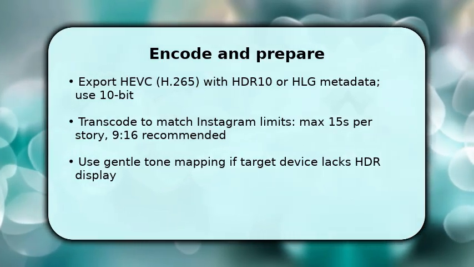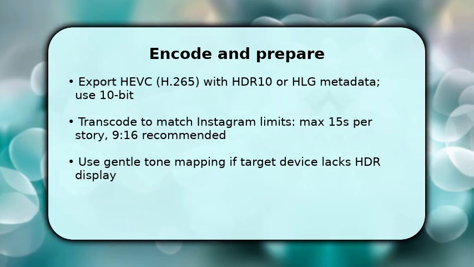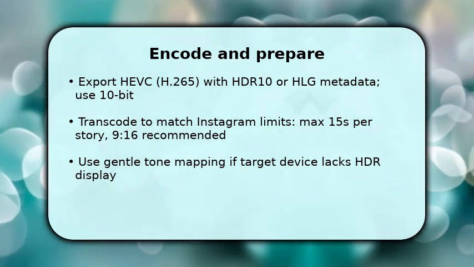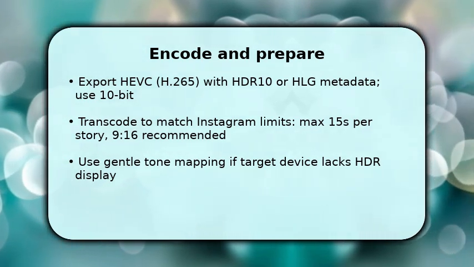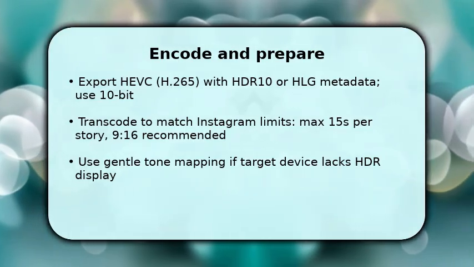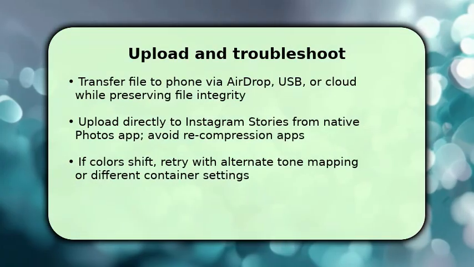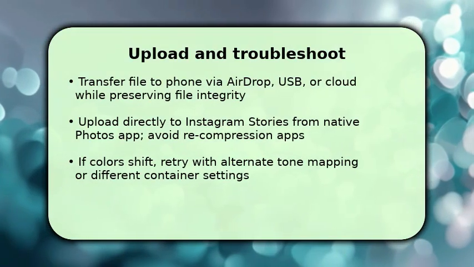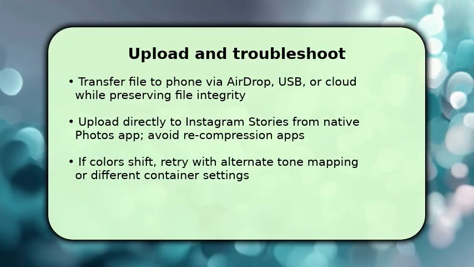version. Once encoded, inspect the file on an HDR-capable device to confirm highlights and color are preserved, and that the file finish by moving the HDR HEVC file to your phone without re-encoding. Use AirDrop, USB transfer, or a cloud provider that preserves the original file.